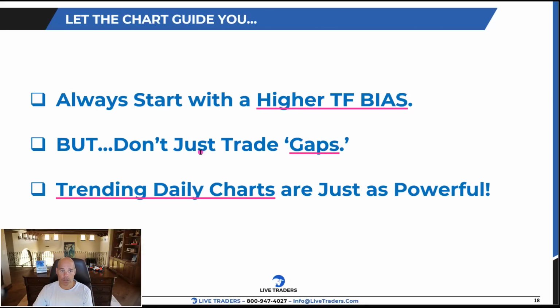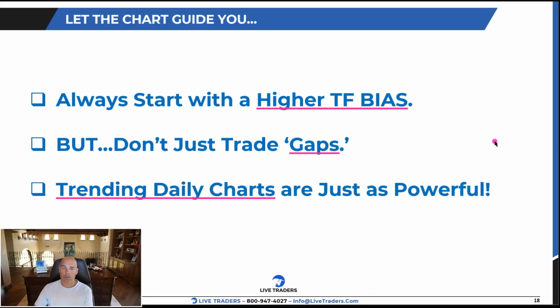Don't marry the chart. So, let the chart guide you. Start with a higher time frame bias. Don't just trade gaps. That stock was not a gap that we just saw. We're basically looking at the daily and letting it speak to us, okay? Trending daily charts are just as powerful. I shouldn't say don't just trade gaps. You can just trade gaps. You can just trade trending daily charts. If you trade both, you're going to have more opportunity, okay?